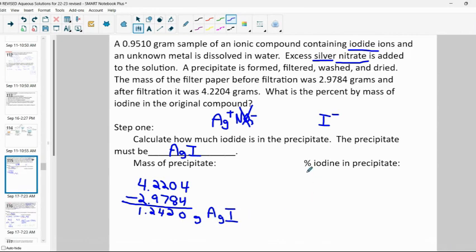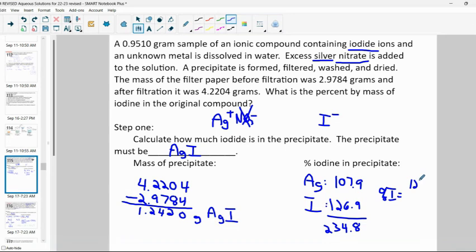Well, we know that the formula is AgI. So I can calculate the percent of iodine in AgI. I can use my periodic table. I look up silver, 107.9. I look up iodine, 126.9. I could add these together. I get 234.8.